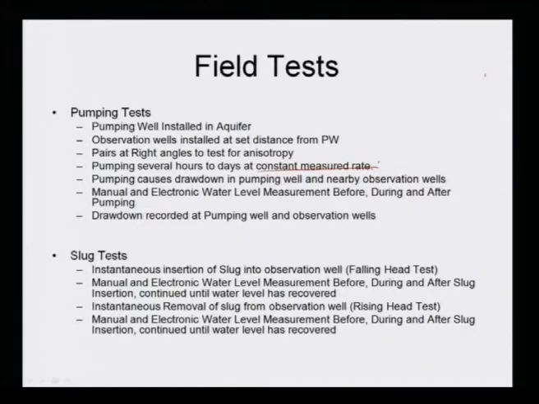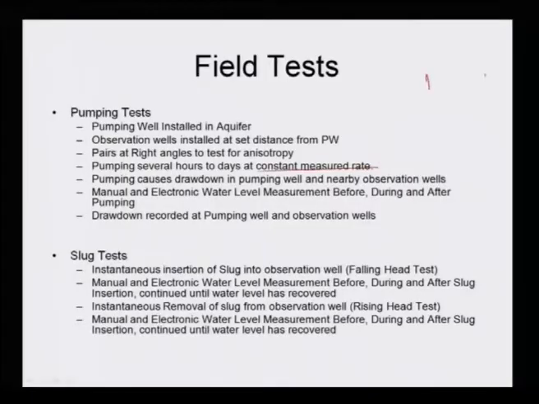Pumping causes drawdown in the pumping well. The moment you start pumping water out of the pumping well, if the water level is here, then as you pump out there is a sudden drawdown and the water level falls. And manual and electronic water level measurements are taken before, during and after pumping. Manually, you place a scale from top to bottom. Suppose this starts with 0, this is your 100 mm. So how much height of water you have pumped, you can measure manually or by an electronic device.